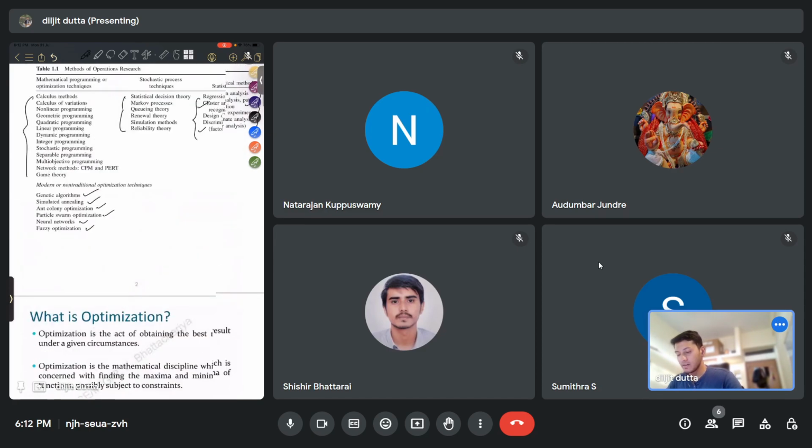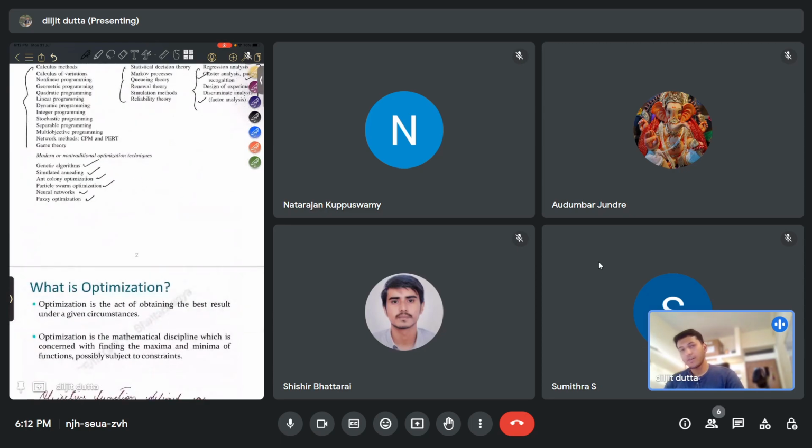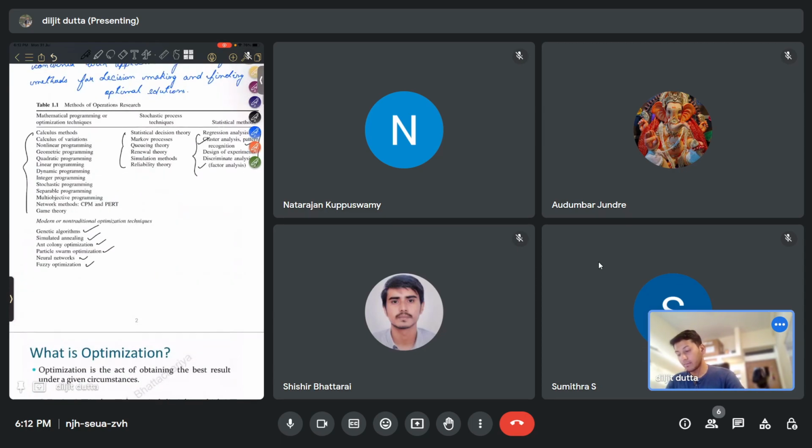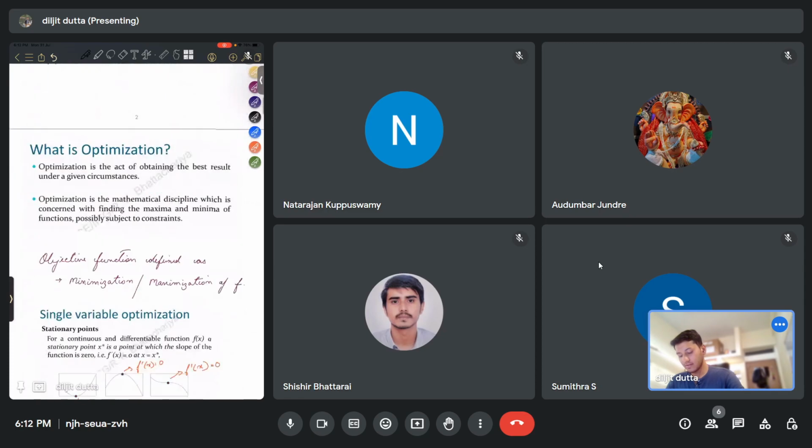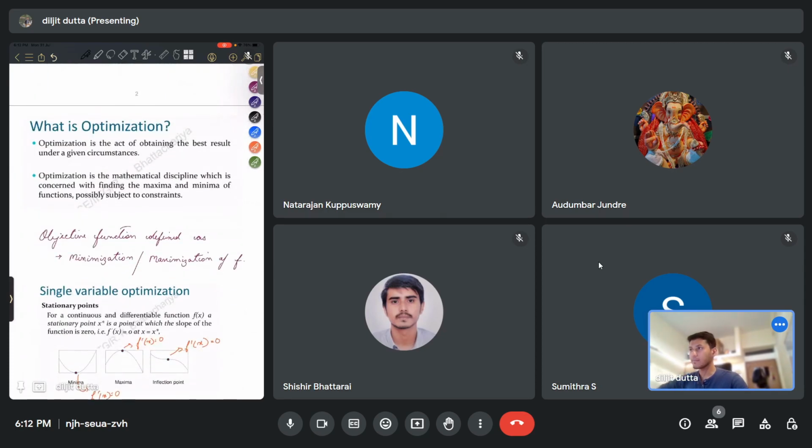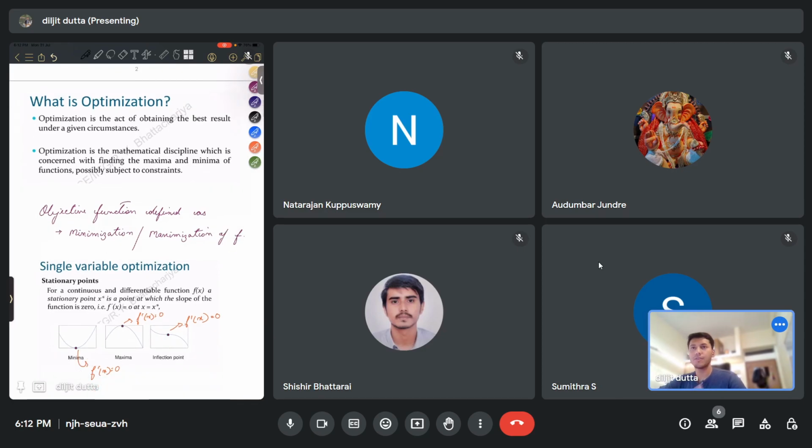Okay. So this was a basic overview of the methods in operational research. So we'll now go through what has been taught in the first week. Initially, what is optimization? I think you all know it is the act of obtaining the best result under given circumstances.